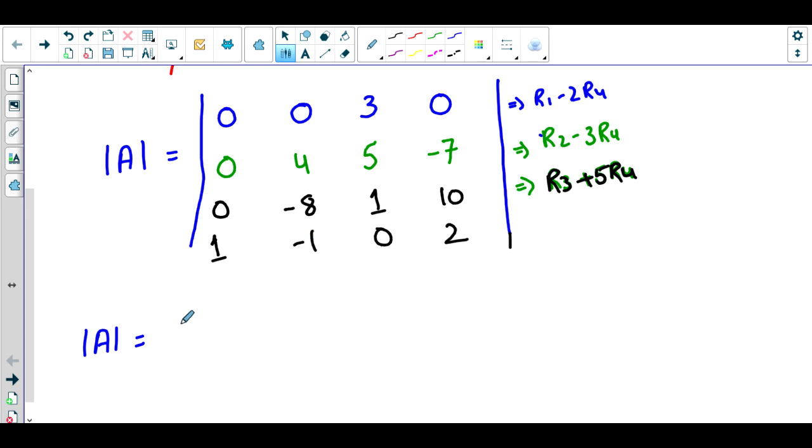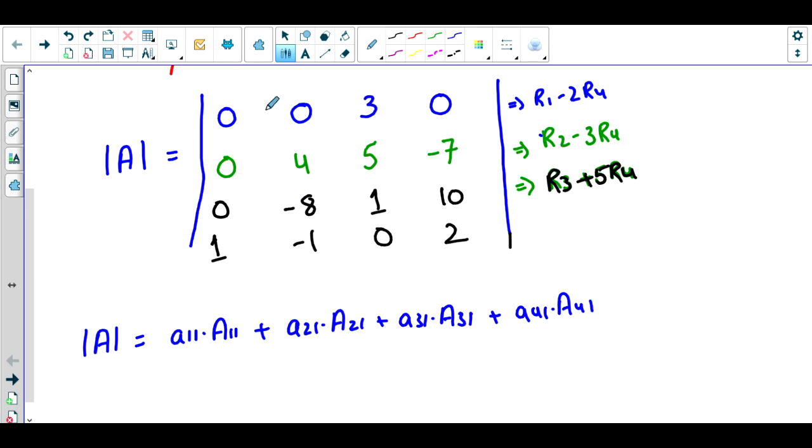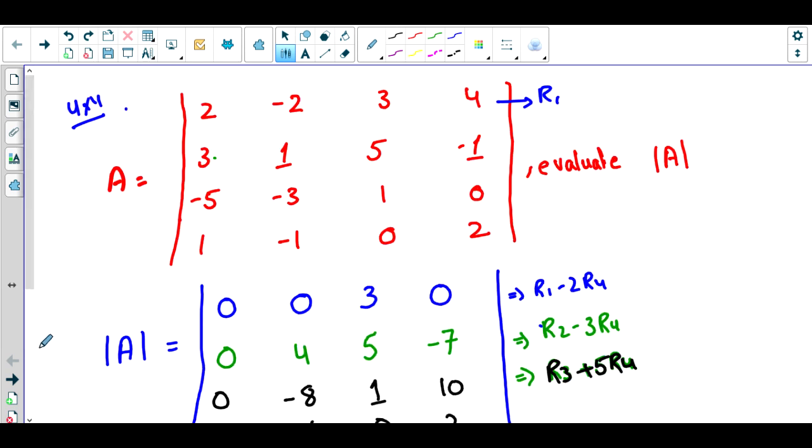Let's take this column. This is a11, so a11 into A11, plus a21 into A21, plus a31 into A31, plus a41 into A41. See, if we do not do this operation and directly apply this formula on the first matrix A, we have to do a lot of calculations.